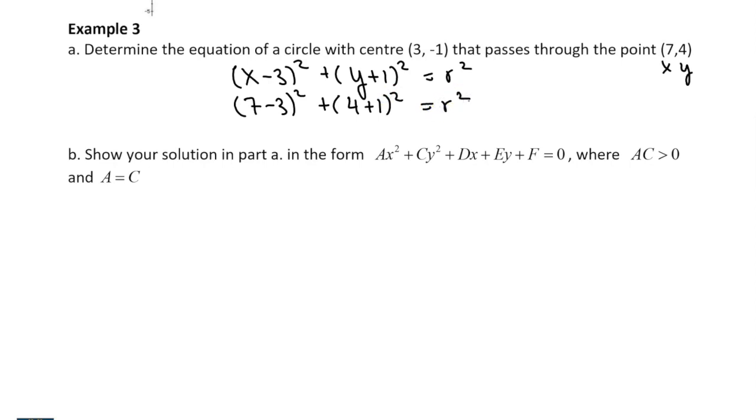And let's solve for r². So 4² is 16 plus 5² is 25. So r² is going to equal 41. So we could write this out and we could say (x - 3)² + (y + 1)² = 41.